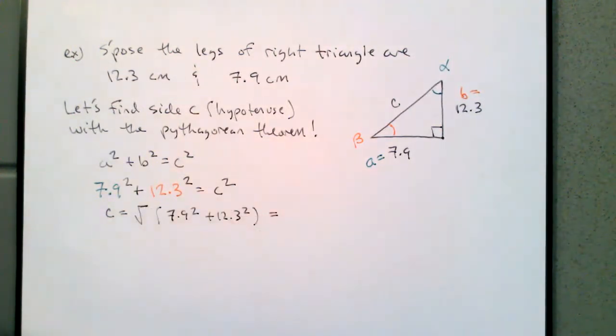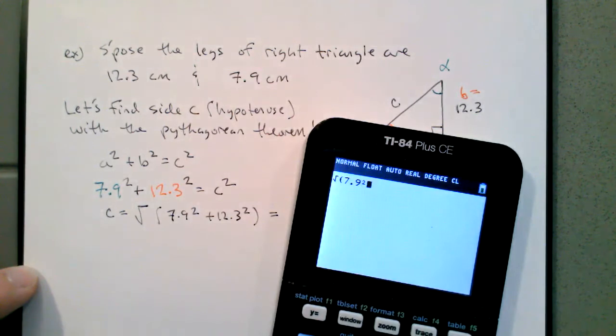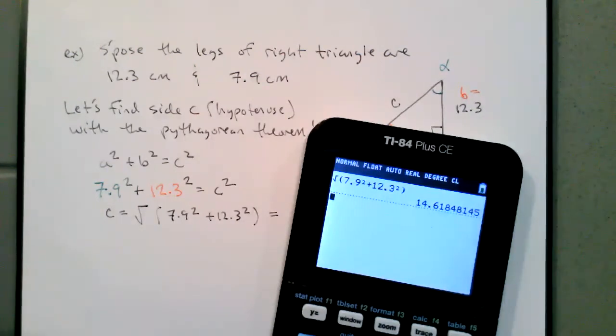I know I could have written the radical with the line going all the way over the sum instead of using parentheses, but I'm going to type it how my calculator is going to type it. And I want the square root, so 7 square root of 7.9 squared plus 12.3 squared, close parentheses, enter. 14.6. I'm going to round this to the nearest tenth.